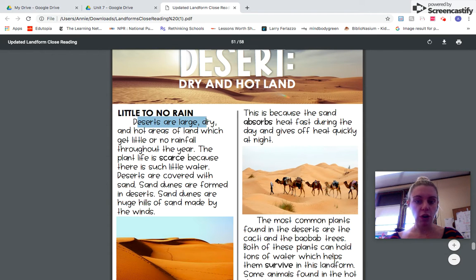Deserts are large, dry, and hot areas of land which get little or no rainfall throughout the year. The plant life is scarce because there is little water.